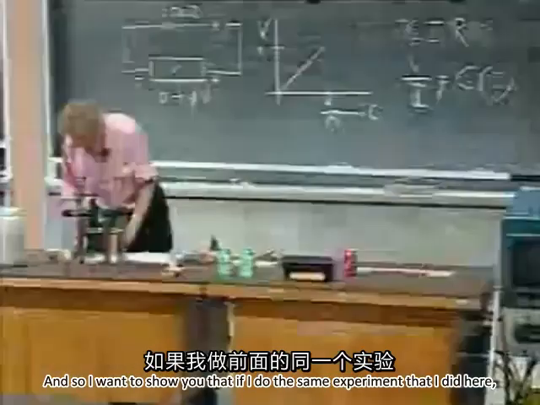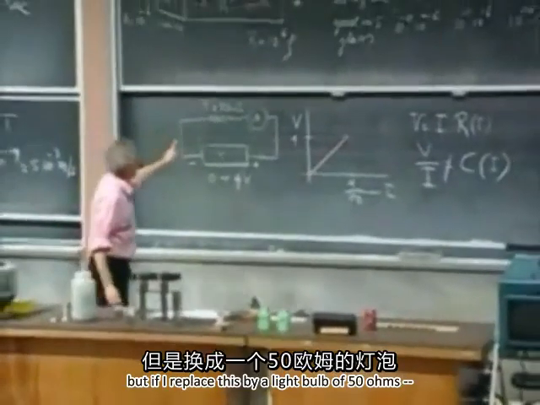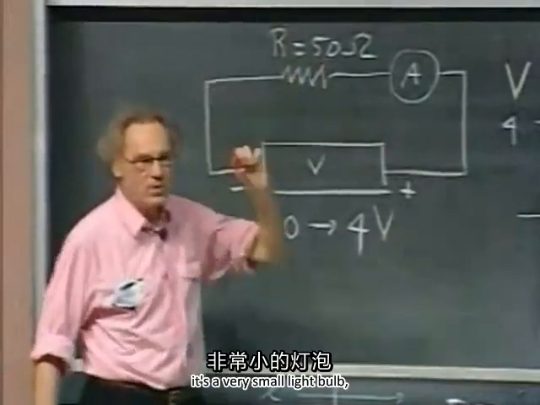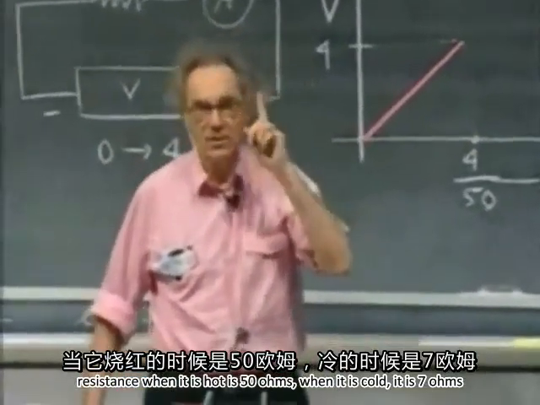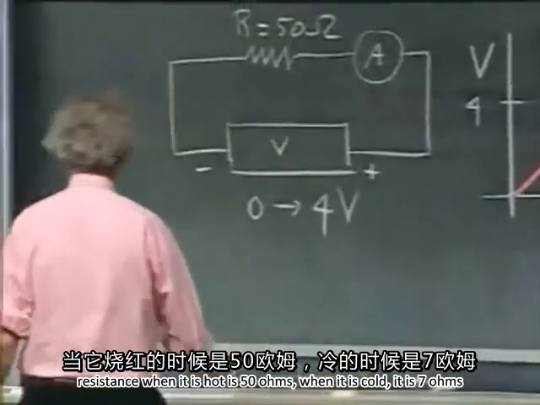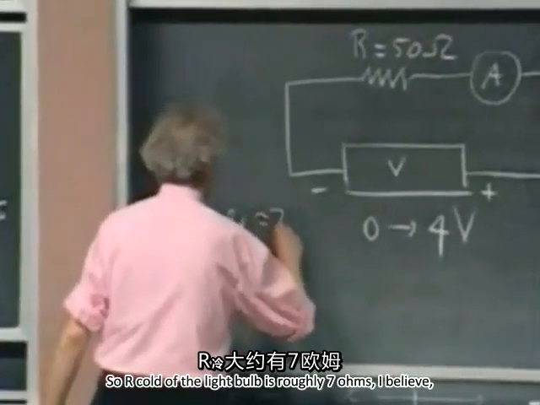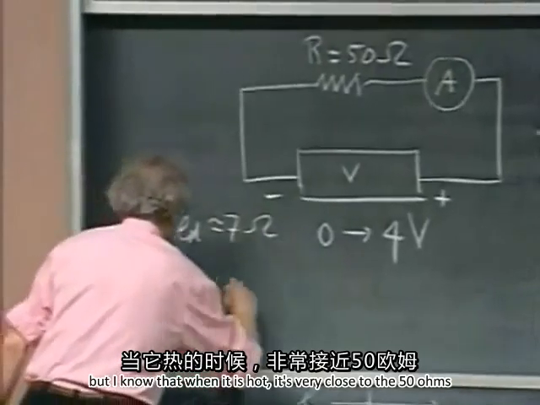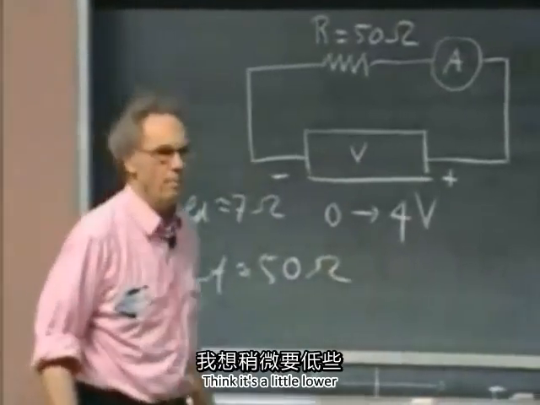And so I want to show you that if I do the same experiment that I did here, but I replace this by a light bulb of 50 ohms, it's a very small light bulb. Resistance, when it is hot, is 50 ohms. When it is cold, it is 7 ohm. So R cold of the light bulb is roughly 7 ohms, I believe. But I know that when it is hot, it's very close to the 50 ohms. I think it's a little lower.